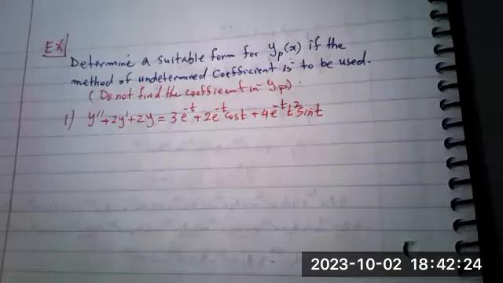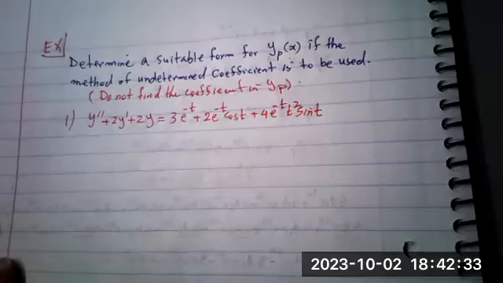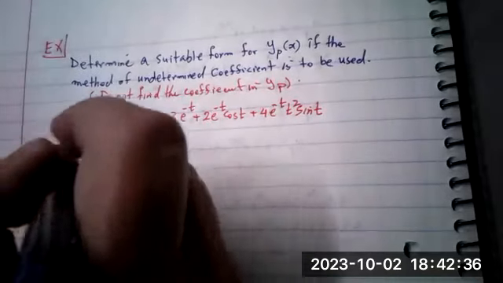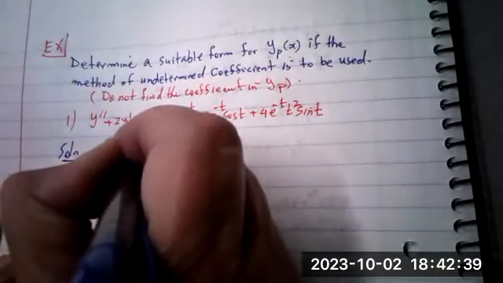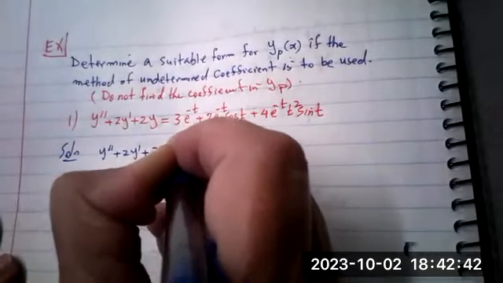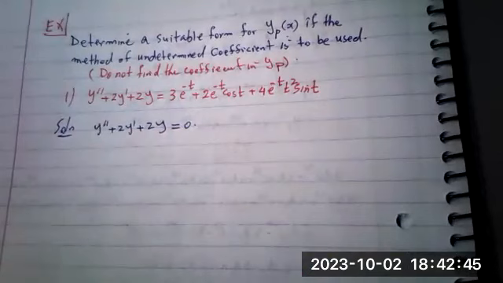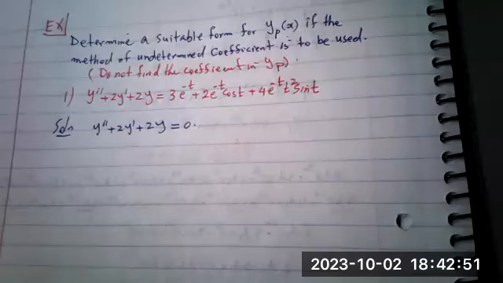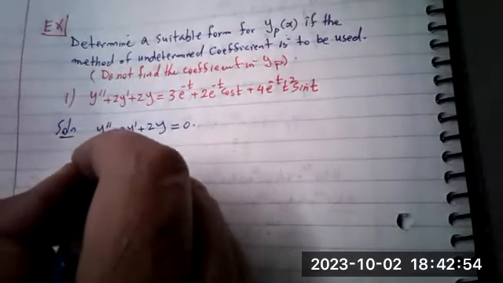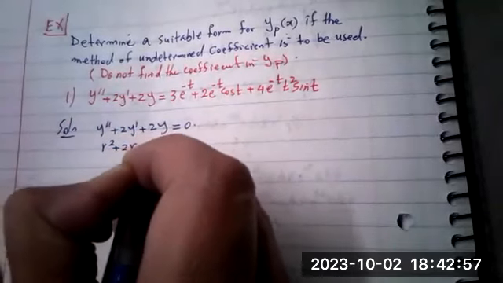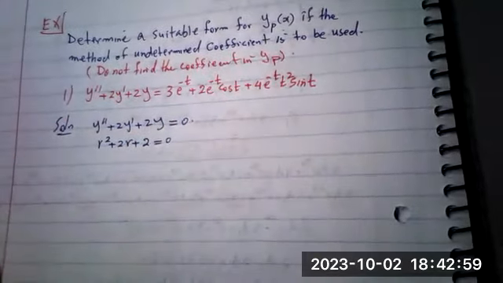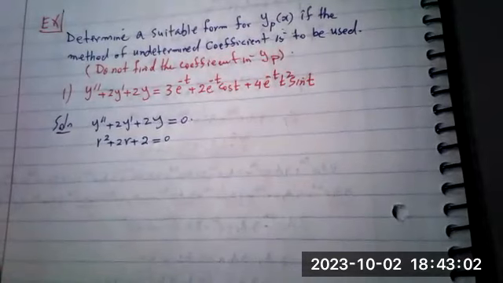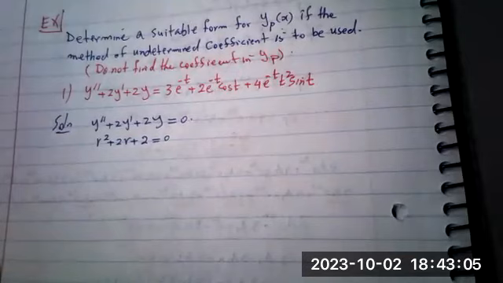You know that you have to solve for yc because of the duplication. So you have to solve for the yc first, from y double prime plus 2y prime plus 2y equal to 0. Otherwise, you won't be able to check to see if there's going to be any duplication. So the characteristic equation is r squared plus 2r plus 2 equal to 0. You cannot factor it, so use the discriminant because the solution is going to be complex.